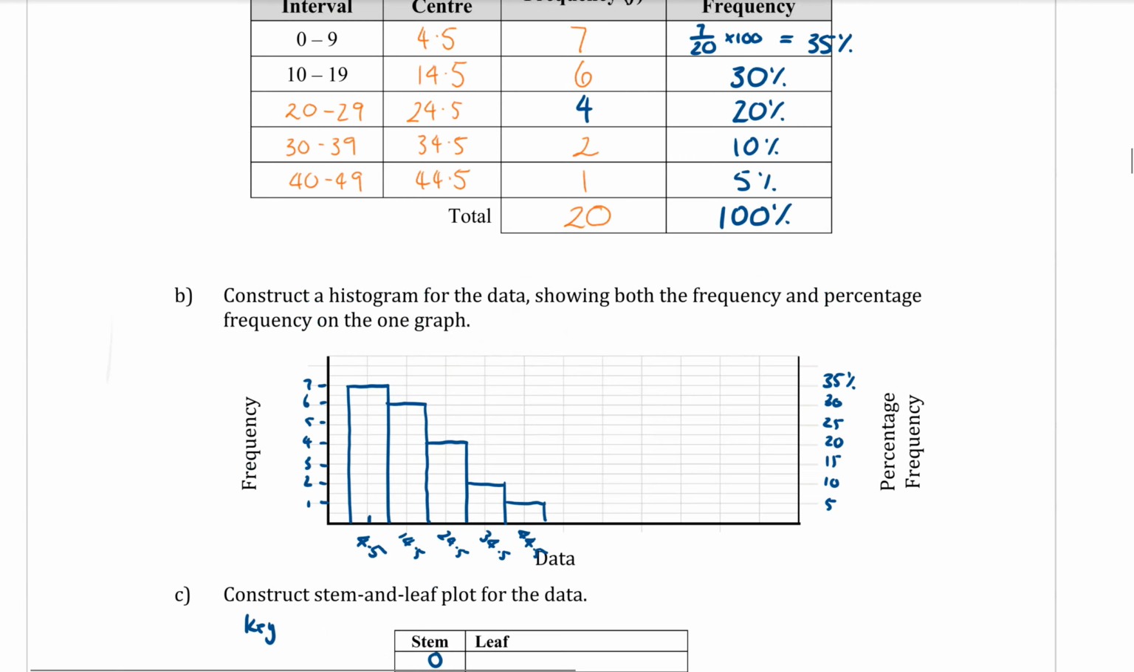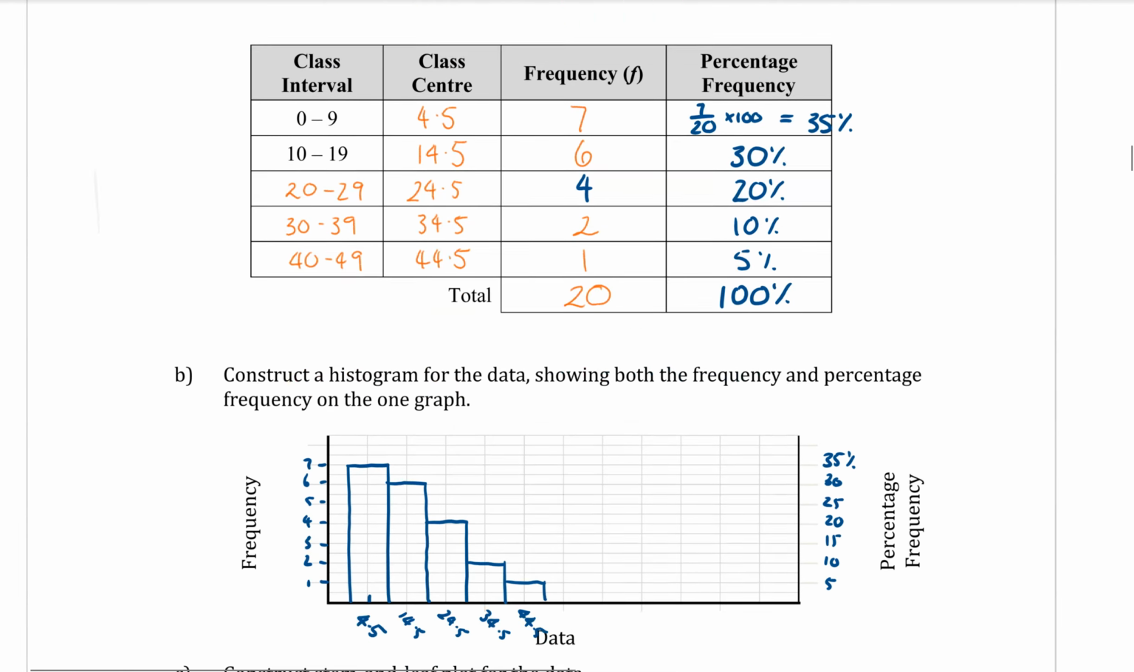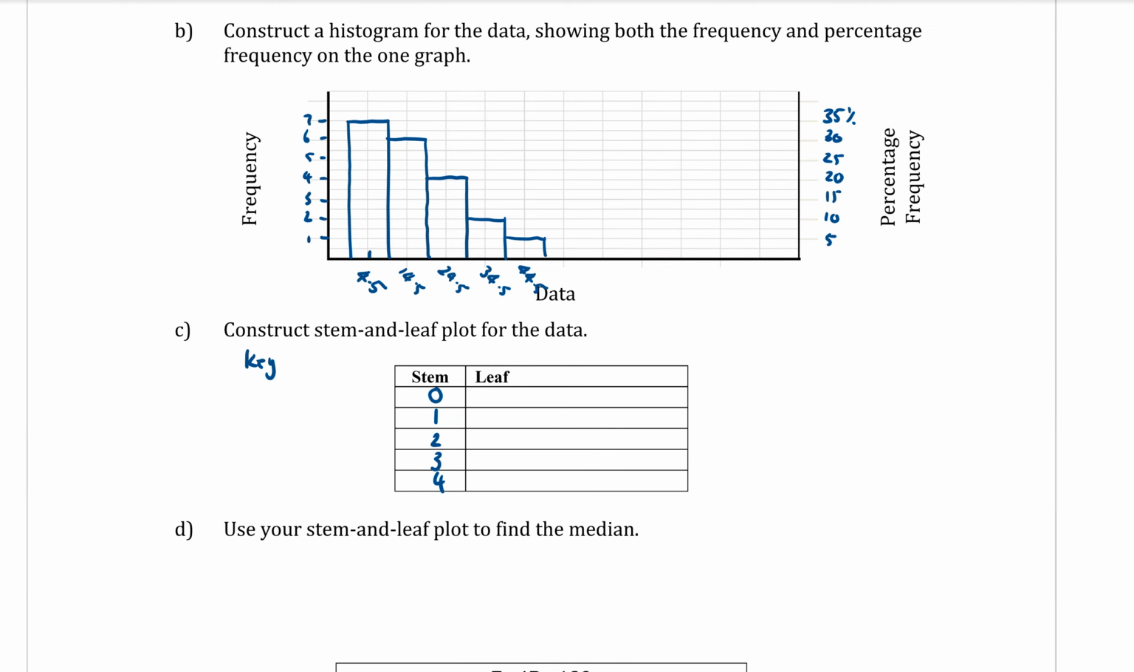So the first score in my data was the number 20, okay? So the number 20 is going to be represented by a 2, then a line, then a 0. That's how you write your key.